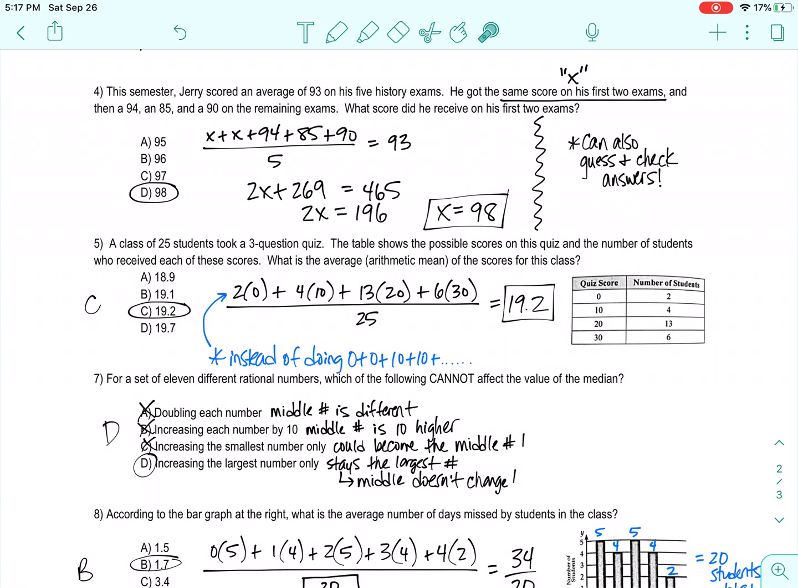Okay. Let's see, the table shows possible scores and the number of students who received these scores. What is the average of the scores in this class? So I did have 2 students that got a 0.